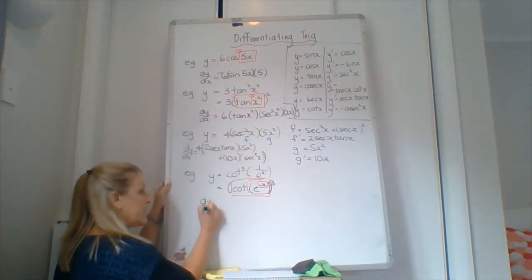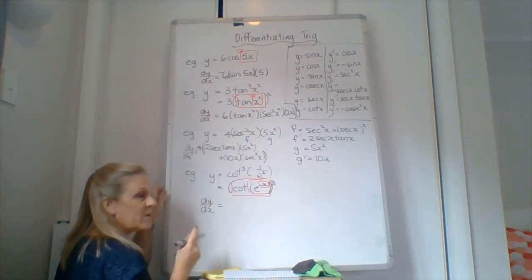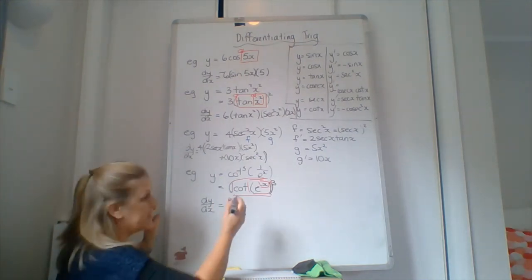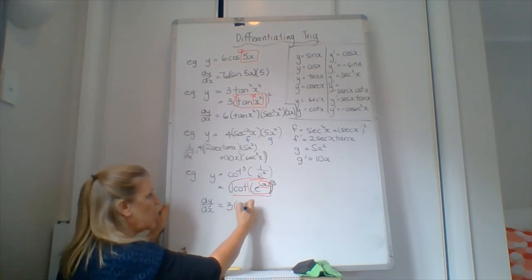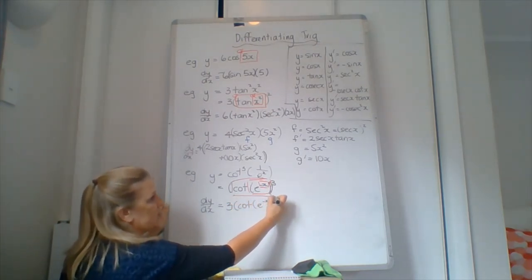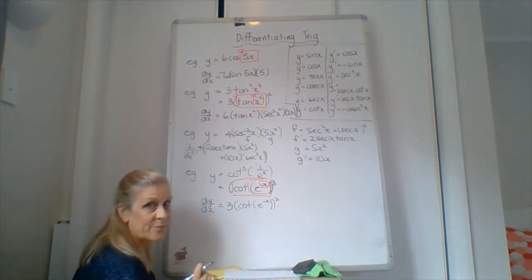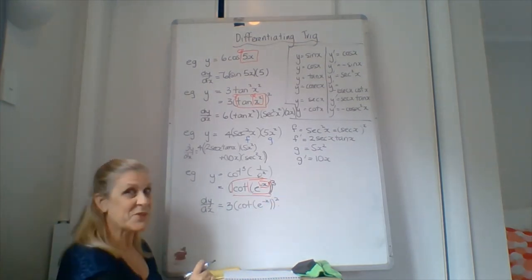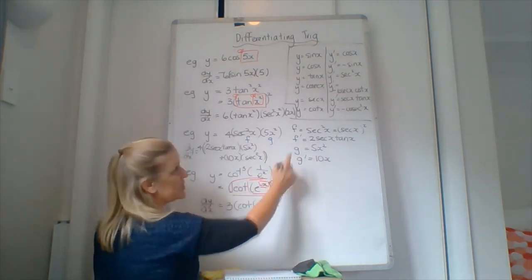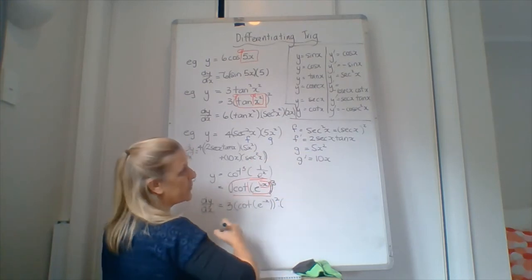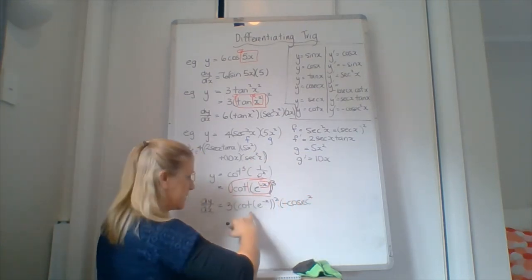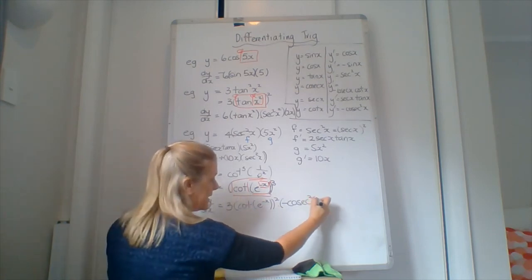So dy by dx equals, what do we start with? Yep, you're right, it's the 3. So 3 bracket cot e to the negative x squared. Next one. We'll go with Jess. All right, Jess, you're right. We're going to use the cot one. So we go to the cot rule, put a bracket in, negative cosec squared. And now we need e to the negative x.